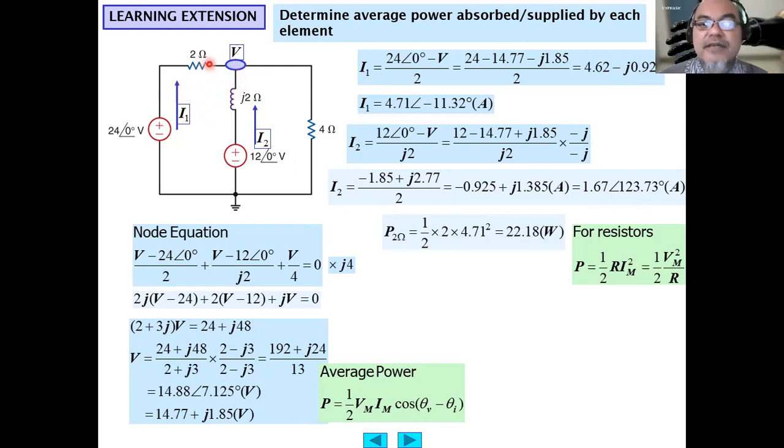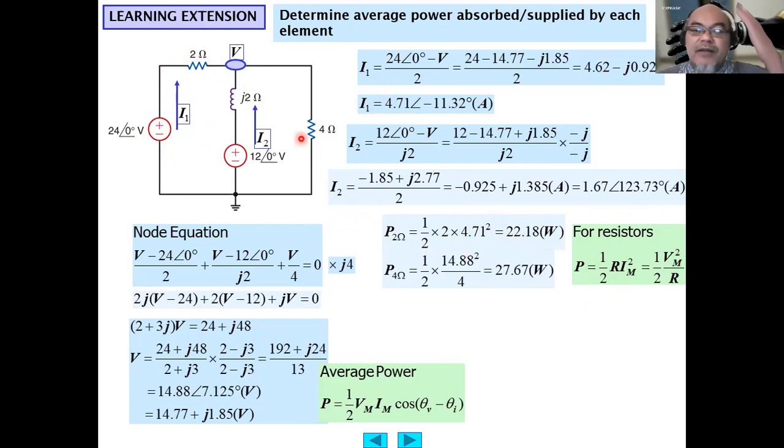So then, P at the 2 ohm resistor here will be equal to half times the voltage, or we use this formula instead. No need to use voltage: half times the resistor value times the current I1 squared. I1 squared here equals 4.71 squared. So the power absorbed by the 2 ohm resistor is 22.18 watt.